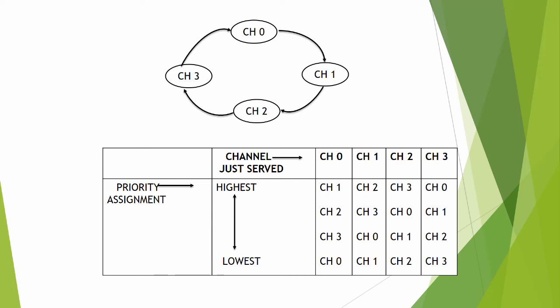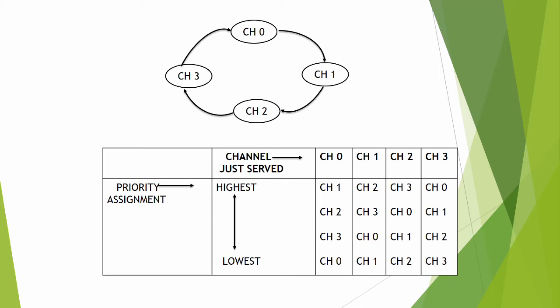Now, priority assignment. We can assign the channels a priority. For example, if channel 0 has the highest priority, the next priority is for channel 1, thereafter channel 2, thereafter channel 3. So if channel 0 is served, then channel 1 has the highest priority.